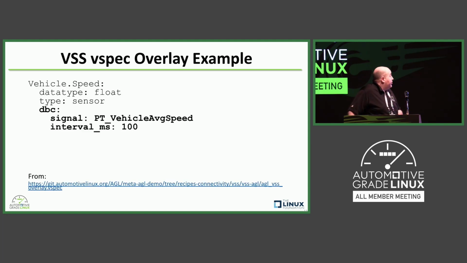And here's an example. If you think back to the vehicle speed YAML of the base VSpec, what this does is provide enough data that the tooling can put this DBC field on top of that plain signal definition and add in this extra metadata. The PT vehicle average speed is the name of the CAN signal out of the DBC file that will be mapped onto the vehicle speed. The interval is how often it should accept updates. So that's actually a full link there into the tree.